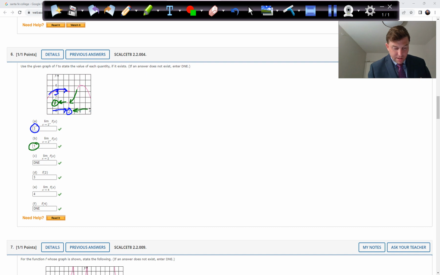Then, does the limit as x approaches 2 exist? DNE means does not exist, because these two numbers are different. So again, if they don't converge to the same number, the limit does not exist.